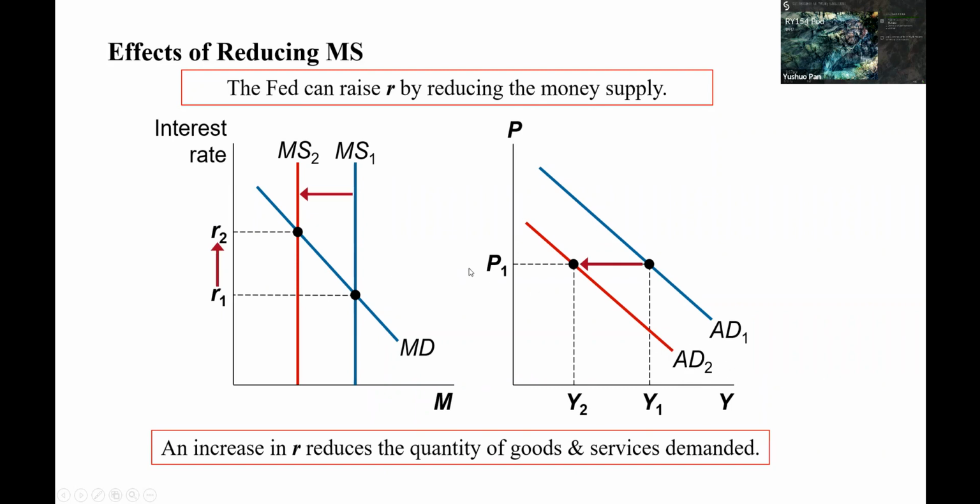This logic is how the Fed influences the money supply or changes the monetary policy, which influences the interest rate and influences investment. As a result, it influences the aggregate demand curve. So please remember this logic: how the Fed influences MS, influences R, influences I, and influences AD.